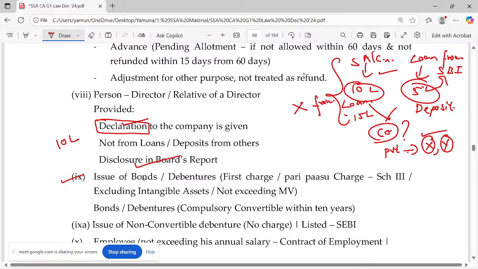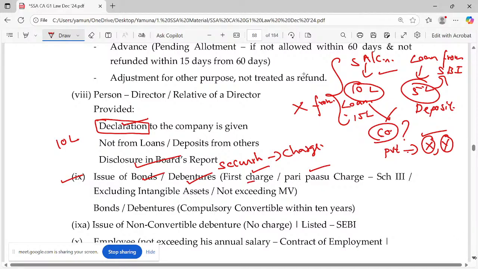If I'm receiving any money, not in terms of deposits, not in terms of loan, but I'm naming this as bonds, bond name, or I'm naming this as debentures, then for these debentures I'm creating security called charges. So in company law terms, we call this creating charges. These charges can be first charge or pari passu charge. What do you mean by first charge?